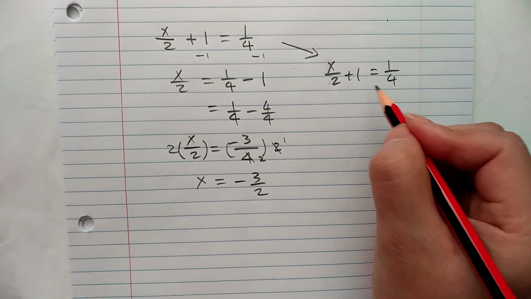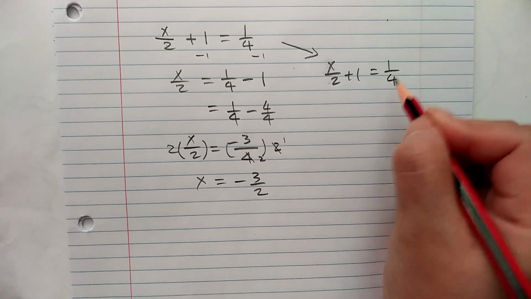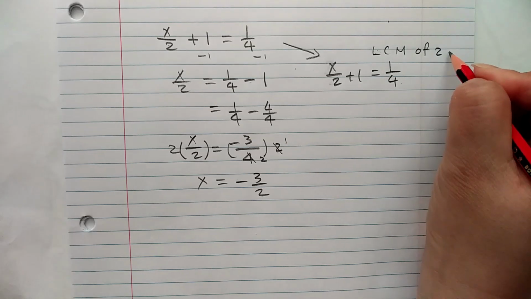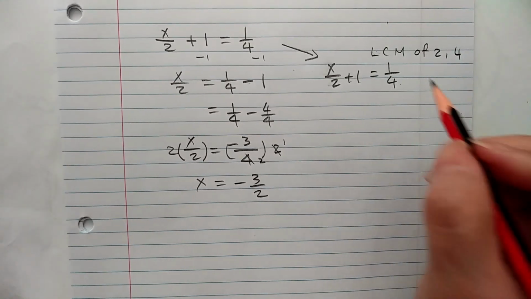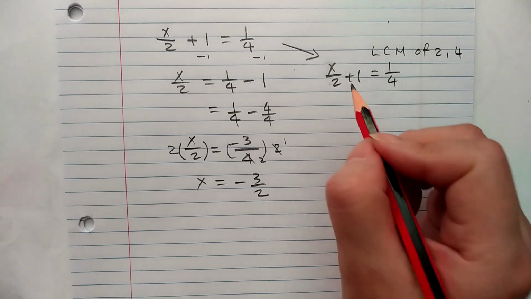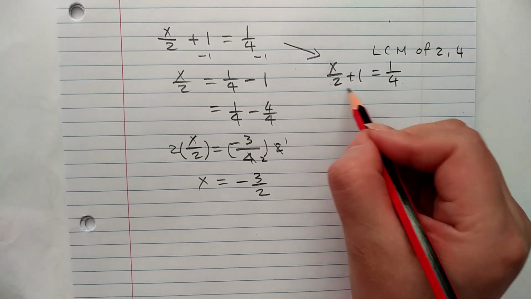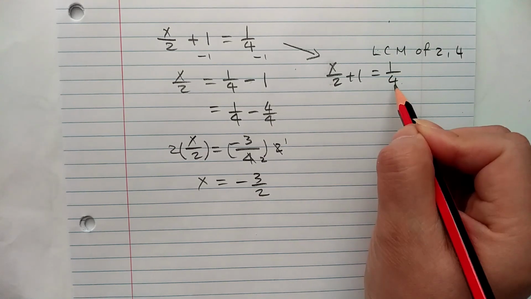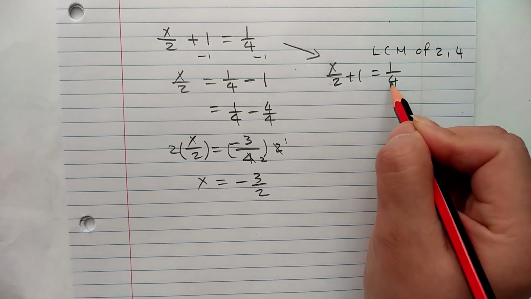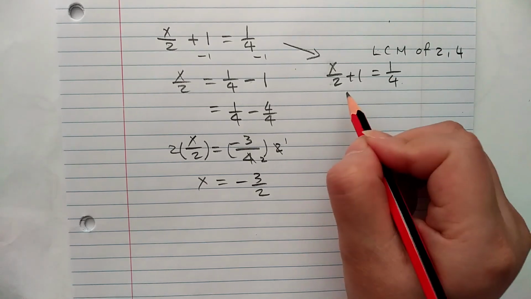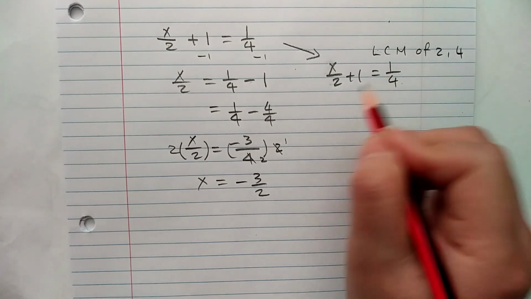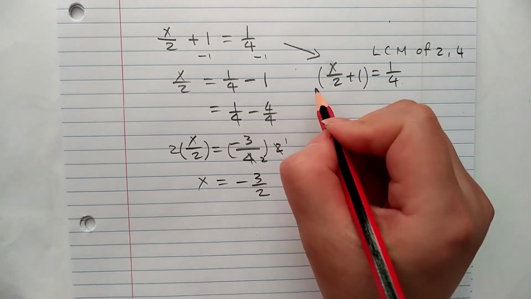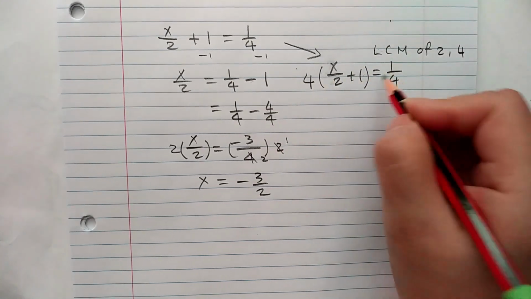In this case, we'll find the least common multiple of 2 and 4. Here comes the least common multiple. So what is the least common multiple of 2 and 4? 4 is a multiple of 2, and 4 is also a multiple of itself. So 4 is the least common multiple of 2 and 4 here. In that case, we'll multiply both sides by the least common multiple, which is 4.